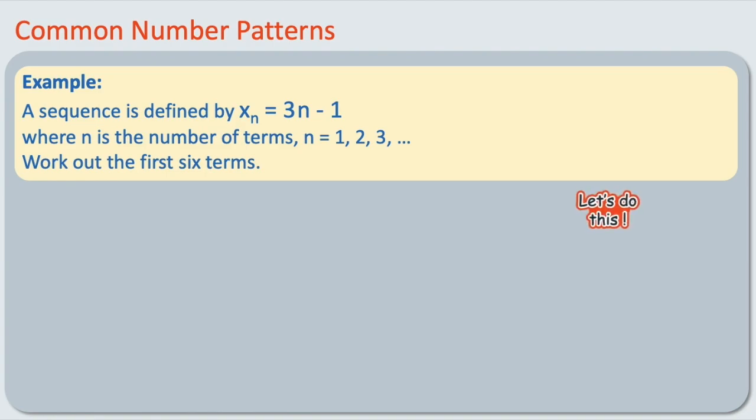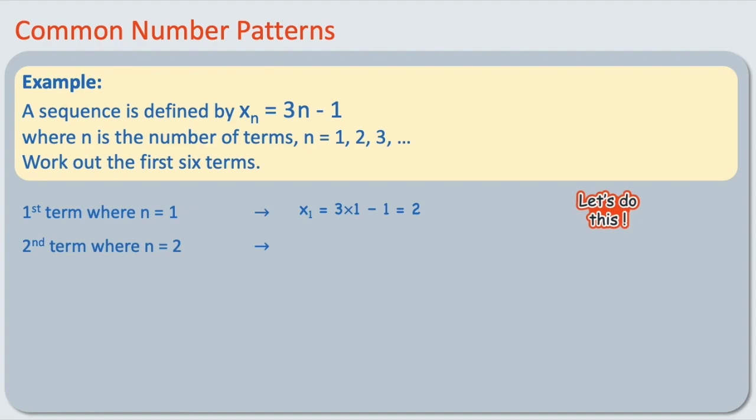Let's do this. First term, where n is equal to 1. Let's consider the expression x subscript n is equal to 3n take away 1. Let's replace n with 1. We get x subscript 1 is equal to 3 multiplied by 1 take away 1. This gives us 2.